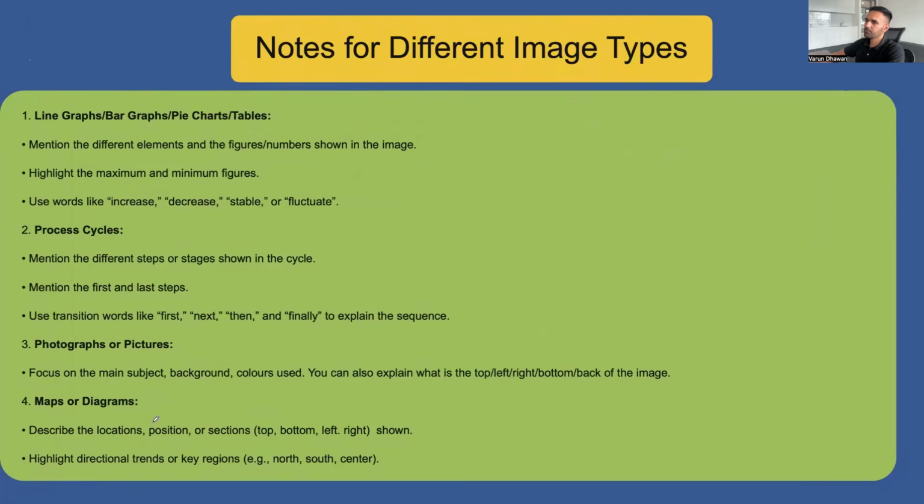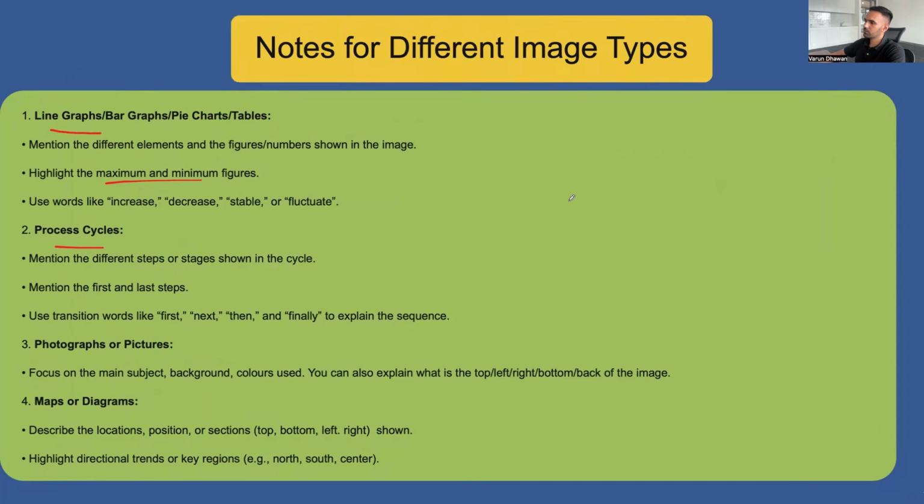Let me do one for you, and that will make things easy for you. But before that, these are few things you can take a note of. Line graph, bar graph, pie chart, you can use words like there's an increase, what's the maximum figure, what's the minimum figure. In process cycle, you can mention what's the first step, what's the second step, what's the last step.